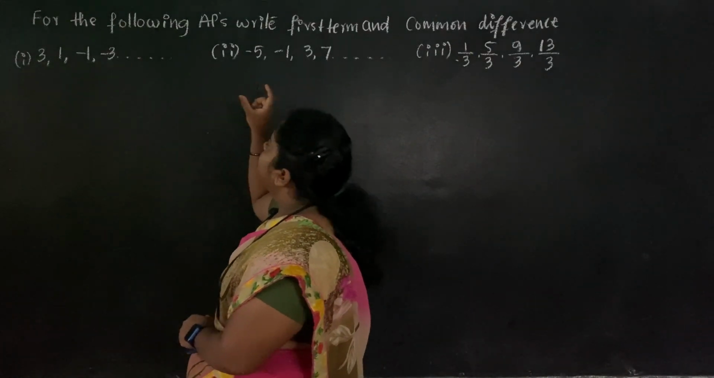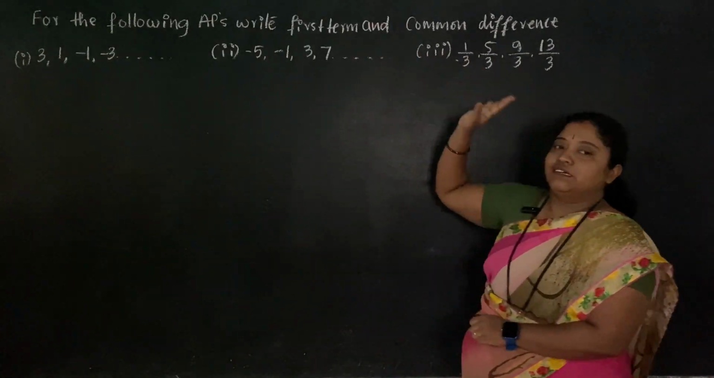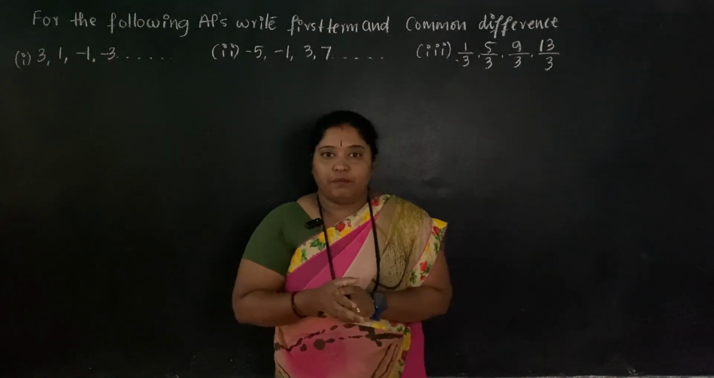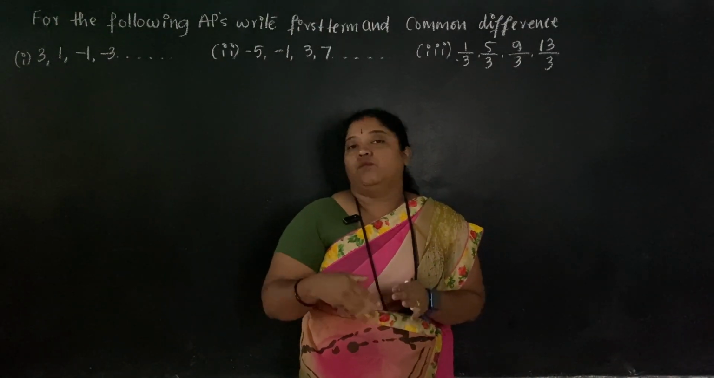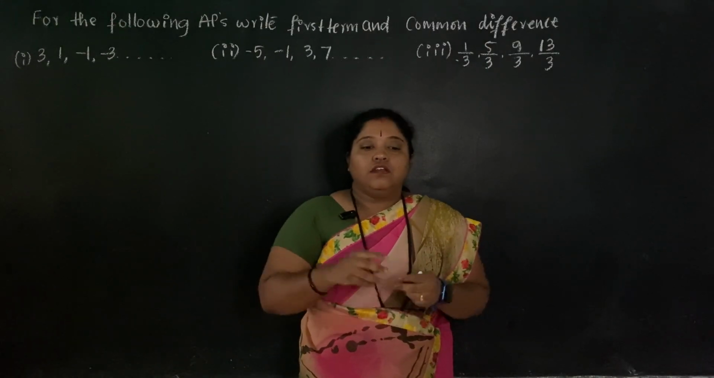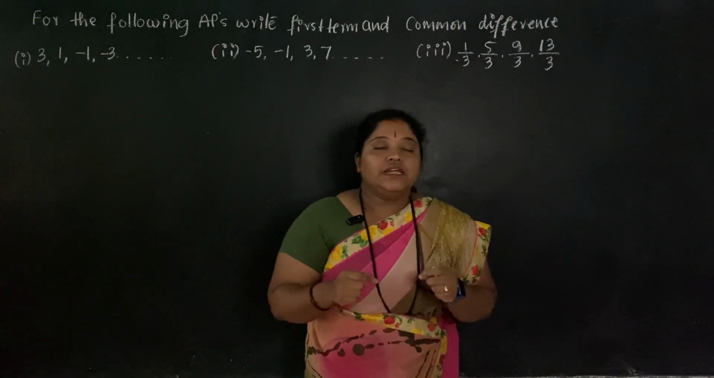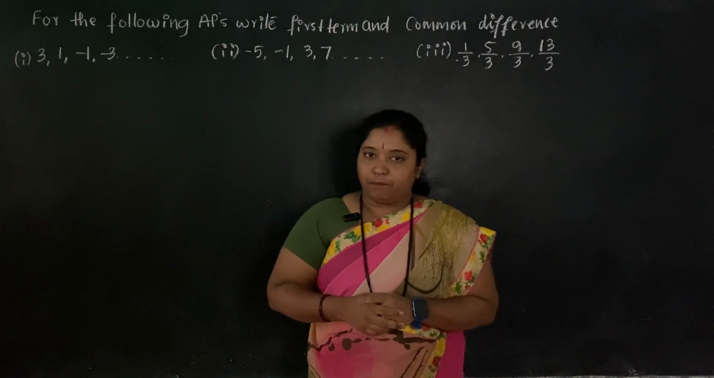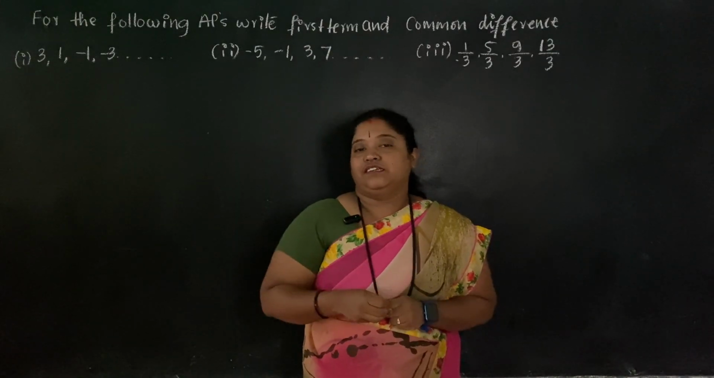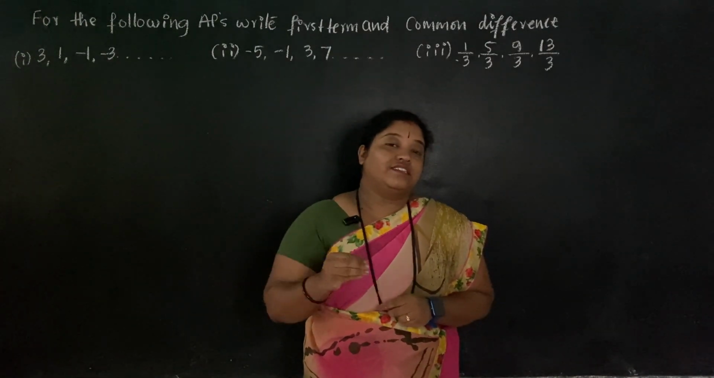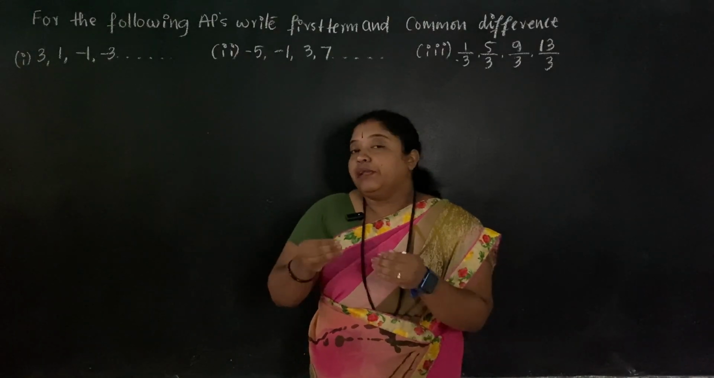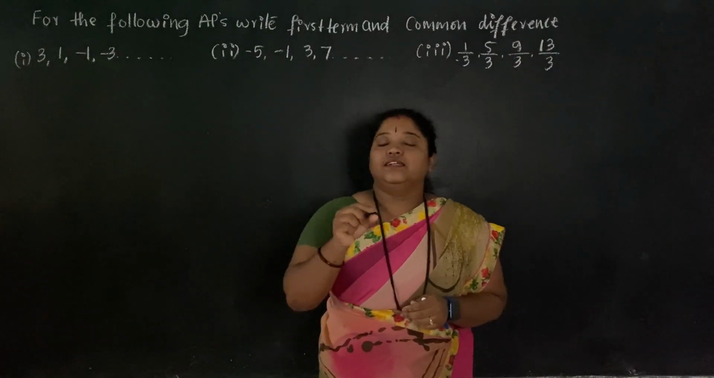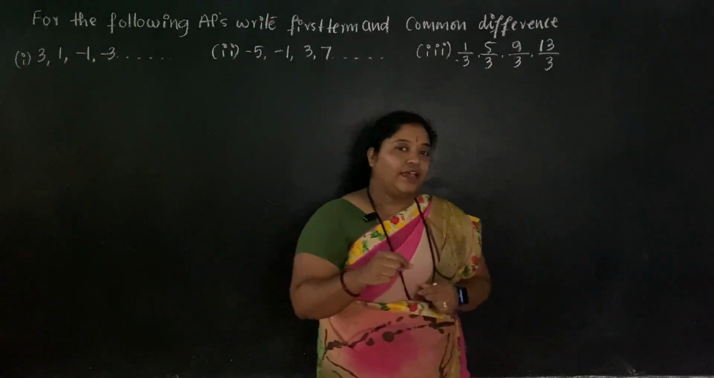For the following APs, write the first term and the common difference. Dear, I hope you remember what arithmetic progression is, and what the first term and the common difference are. Arithmetic progression is a kind of list or arrangement of numbers where, except the first term, we are adding a fixed constant value to every previous number to get the next number. So simple it is. And that fixed value that we are adding, we call it the common difference.